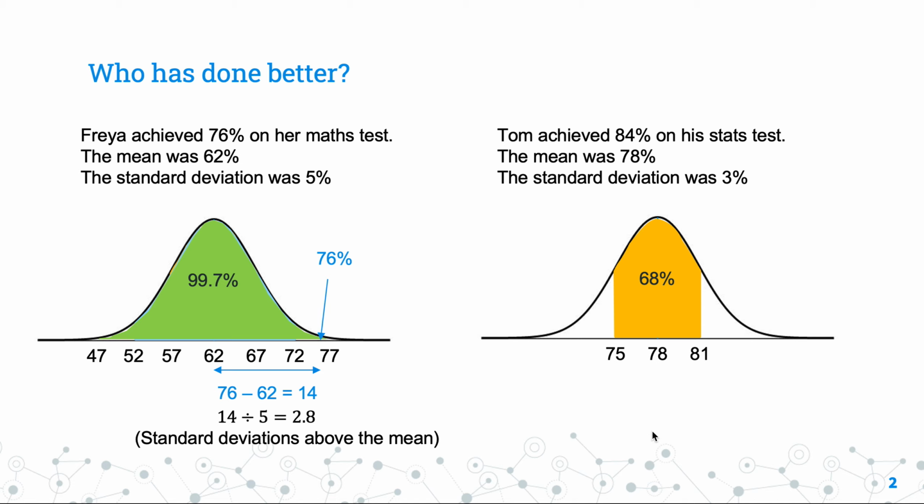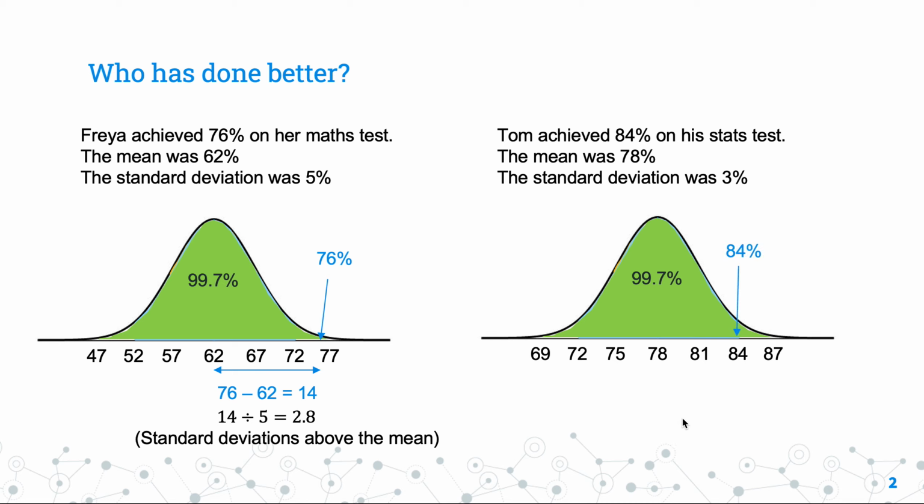So again, 68% of his class achieved between those values. 2 standard deviations away, so 6% away, takes us to 84 and 72. And 95% of the class achieved between those values. And then 3 standard deviations are between 69 and 87. Now let's plot Tom's score on there.